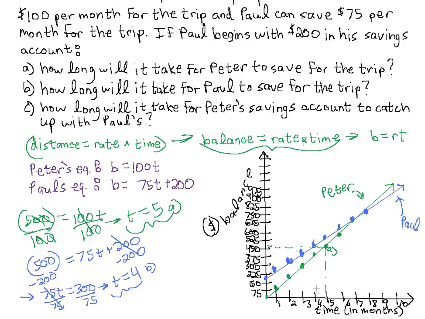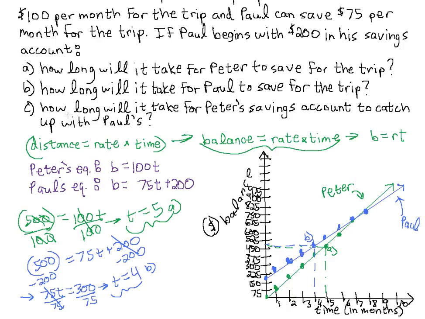So at 4 months, Paul is at 500. They're getting there at the same point, at $500, just Paul's doing it a month early. So that's B. This is the point B.